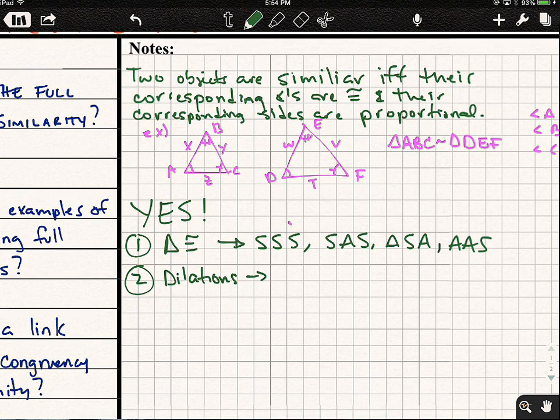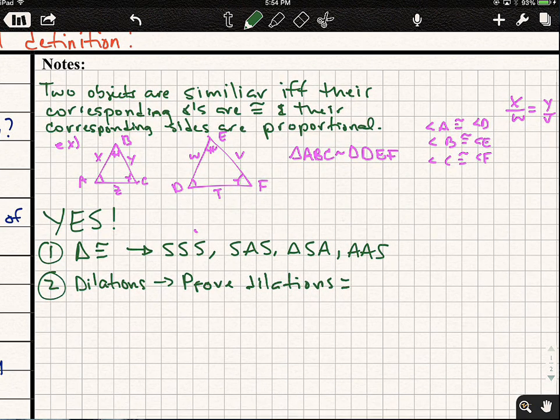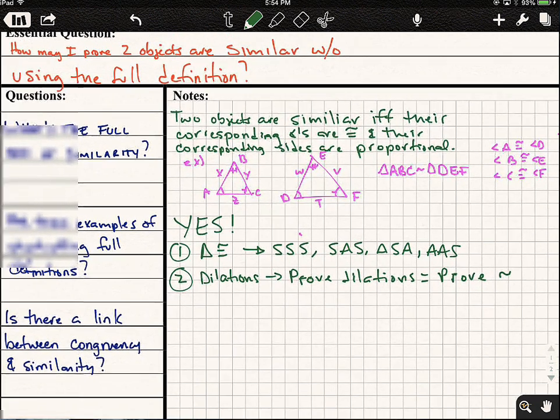If you can show objects have been dilated, you are actually proving that the objects are similar. So they kind of amount to the same thing.